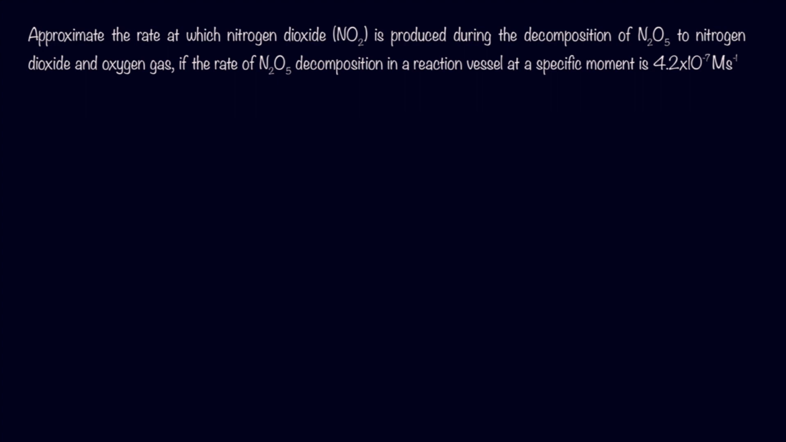Question number 5. Approximate the rate at which nitrogen dioxide is produced during the decomposition of N2O5 to nitrogen dioxide and oxygen gas, if the rate of N2O5 decomposition in a reaction vessel at a specific moment is 4.2 times 10 to the power of negative 7 molar per second. Alright, so in this question, you were given a clue whereby the decomposition of N2O5 will become nitrogen dioxide and also oxygen gas. So this will help you to write the balanced equation.